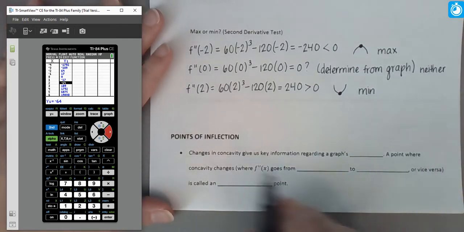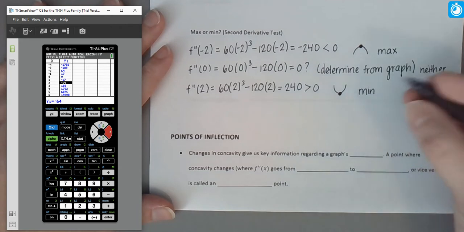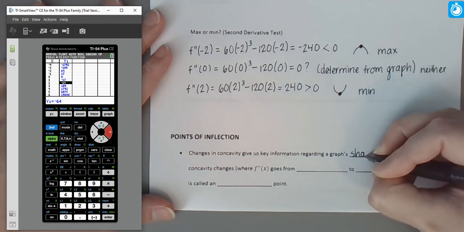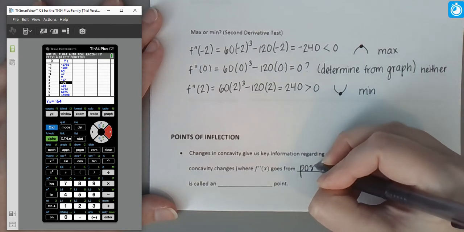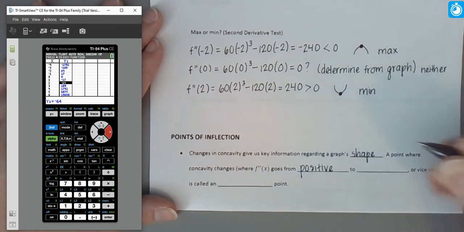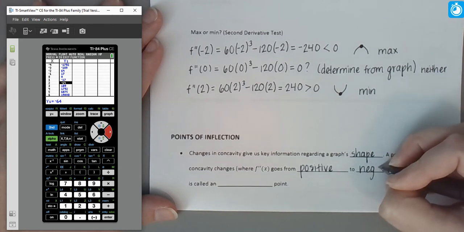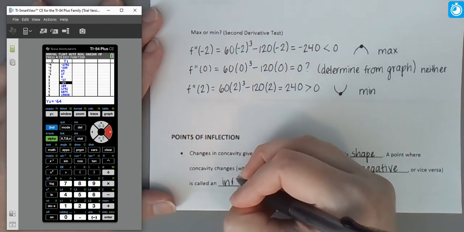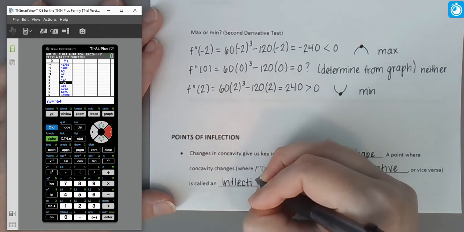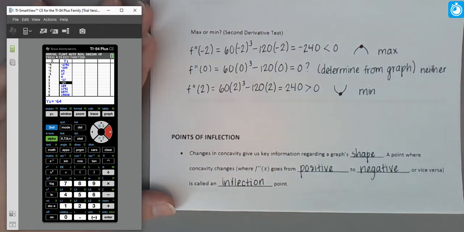So changes in concavity are going to give us important information regarding a graph's shape. Just as locations for increasing and decreasing behavior give us information about shape, concavity gives us more specific information about shape. So a point where concavity changes, in other words, where our second derivative goes from positive to negative, or vice versa, this is what we call an inflection point. This is an inflection point. So what could an inflection point look like? Let's talk about that.